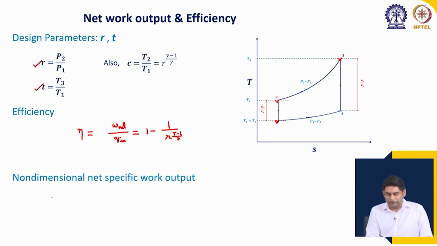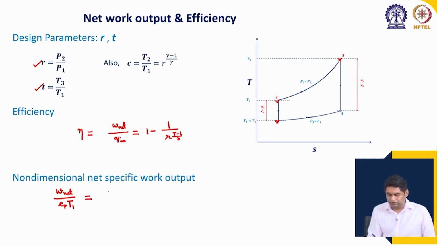Similarly, we have also defined another very important performance parameter, which is the net work output per unit mass flow rate of the working fluid working on this cycle. Per unit mass flow rate of the fluid, how much is the net work output from the cycle. This we generally put in non-dimensional form by non-dimensionalizing with the intake energy. So, we have defined this as W net by Cp T1.